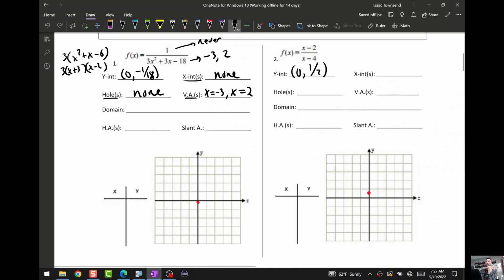Now, just to kind of keep our graphs up here, all asymptotes, whether they're vertical asymptotes, slant asymptotes, or horizontal asymptotes, we should graph as dashed lines. So let's go ahead and do that.